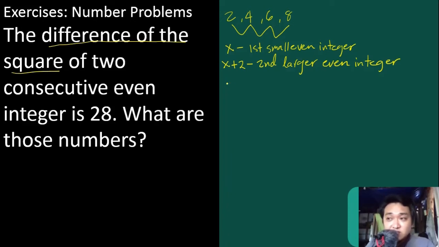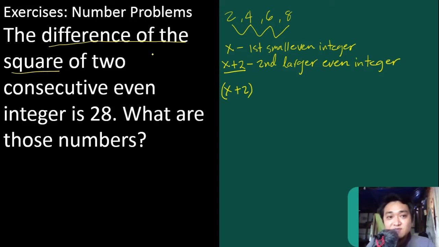So, syempre, hindi naman pwedeng mauna yung mas maliit. Laging mauna dapat yung malaki kasi magma-minus tayo, or else magkakaroon tayo ng negative values. So, kailangan pag nagma-minus tayo, unahin natin yung malaki. At ang mas malaki dyan, yung x plus 2. So, x plus 2, or the quantity x plus 2. Anong gagawin kay x plus 2? Ang gagawin sa kanya, i-square natin siya, tapos babawasan natin ng first small even integer. So, yun yung pagkakasabi ng problem, ano?